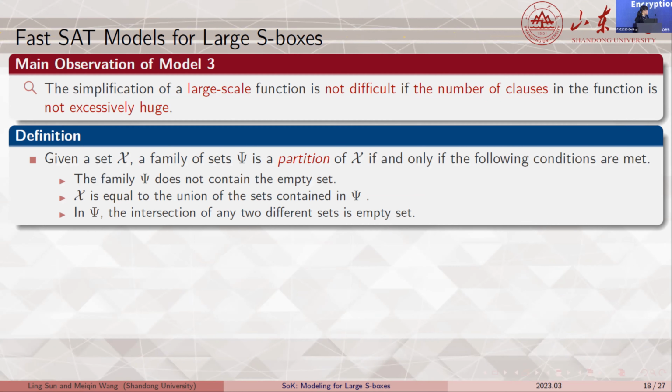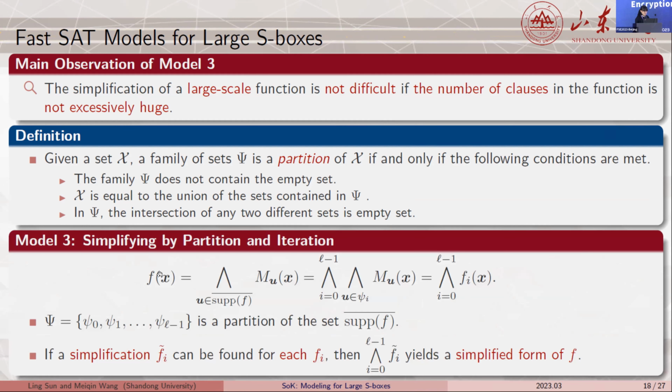Given a set X, its partition is defined as a family of sets, and this family should satisfy three conditions. The first one is that the family does not contain the empty set. Secondly, the union of the sets in the family equals X. Thirdly, the intersection of any two different sets in the family is the empty set. With this definition, we go back to the canonical POS form of F.